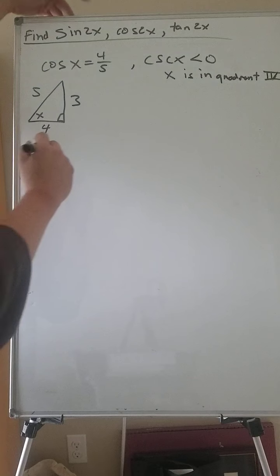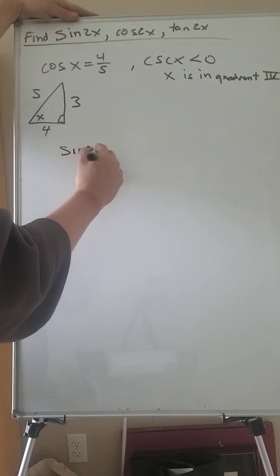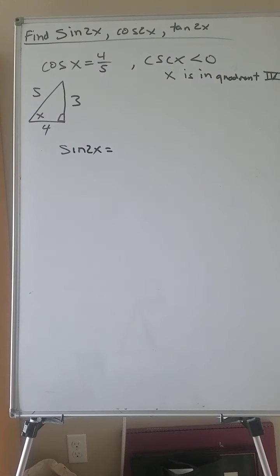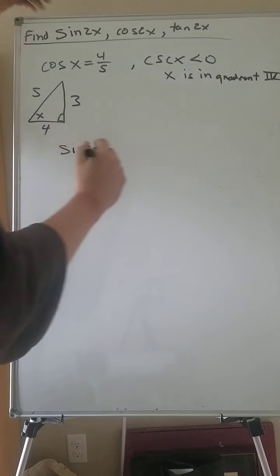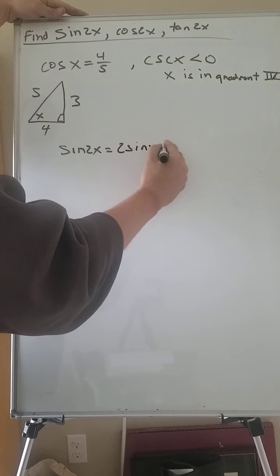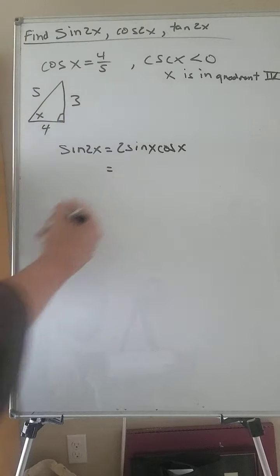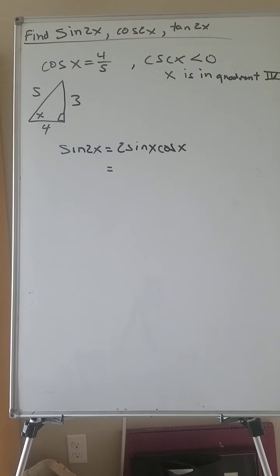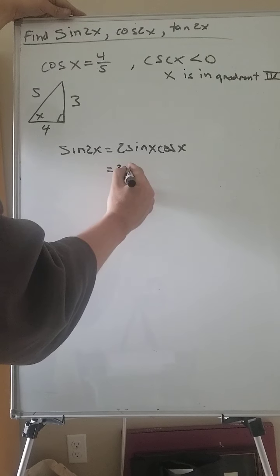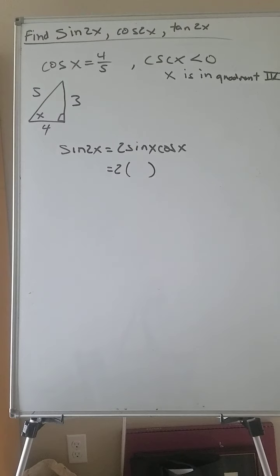So I need the same things. Sine of 2x is equal to 2 sine of x cosine of x. So again, I'll just find those values that I need from the triangle. I have 2, and then I need sine of x from the triangle. Sine of x matches up the opposite over the hypotenuse, so that's 3 over 5.